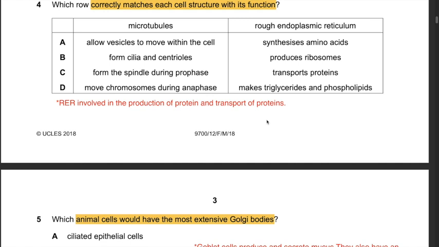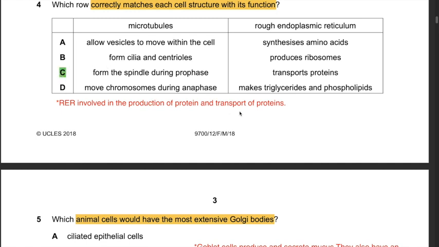B. Rough endoplasmic reticulum produces ribosomes. That is also incorrect. Ribosome production occurs in the nucleus, specifically in the nucleolus. Therefore, B is incorrect. Option C. Rough endoplasmic reticulum transports proteins. Yes, that is correct. Microtubules form the spindle during prophase. That is also correct. Therefore, C does show the correct matching of the cell structure with its function.